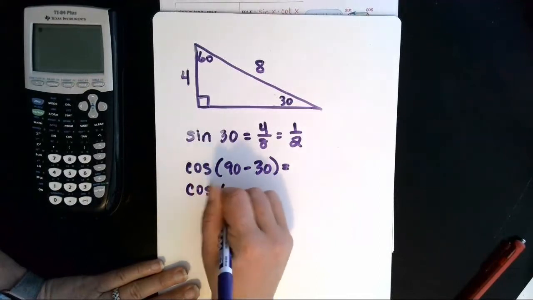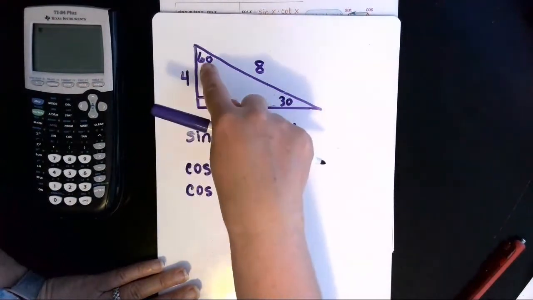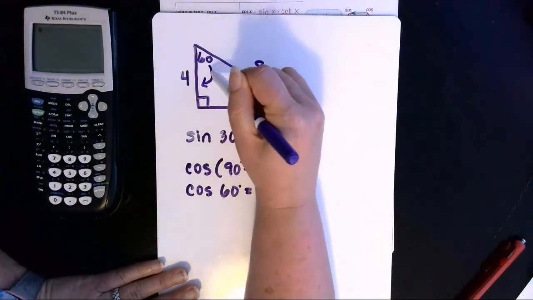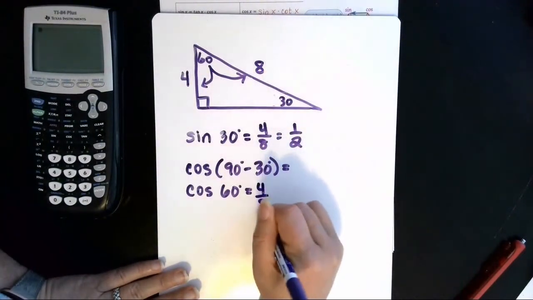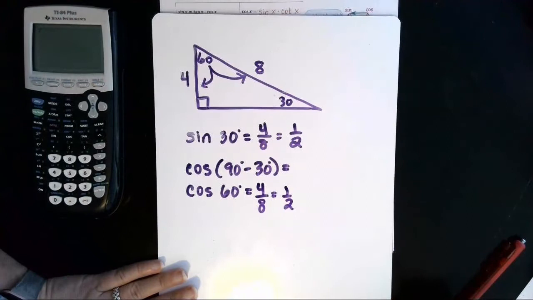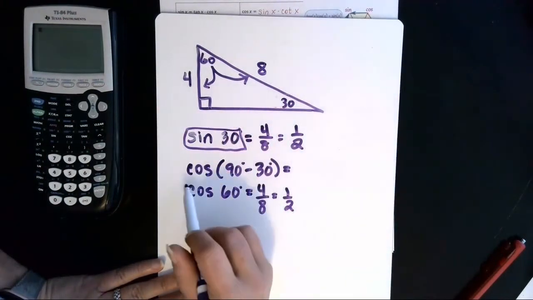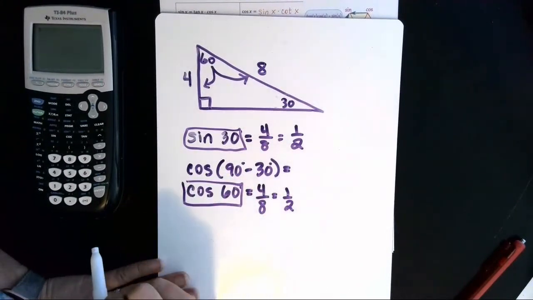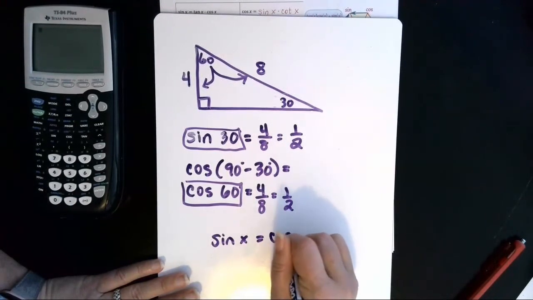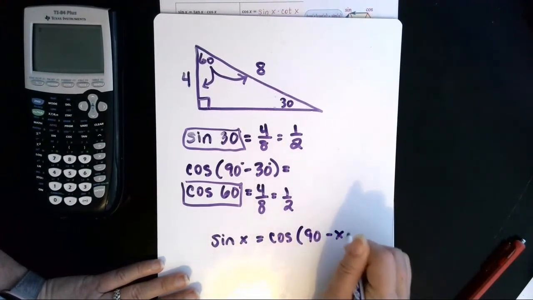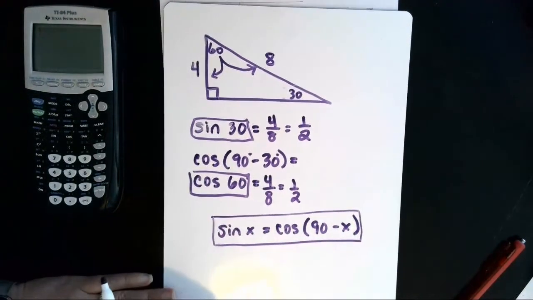So we'd be looking for the cosine of 60 degrees. And cosine is adjacent over hypotenuse. And so we have 4 over 8, which is 1/2. And that means that the sine of the angle is equal to the cosine of its complement. So the sine of x is equal to the cosine of 90 minus x. And that's a cofunction identity that we learned in a previous unit.